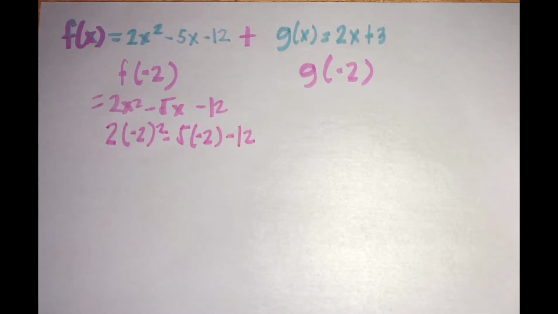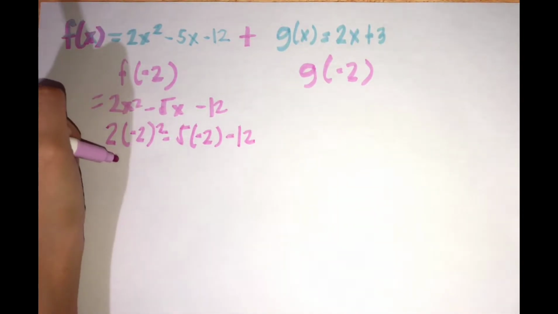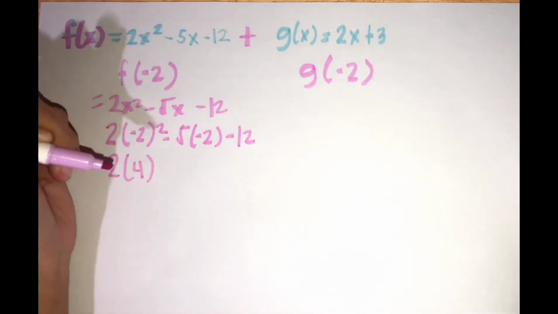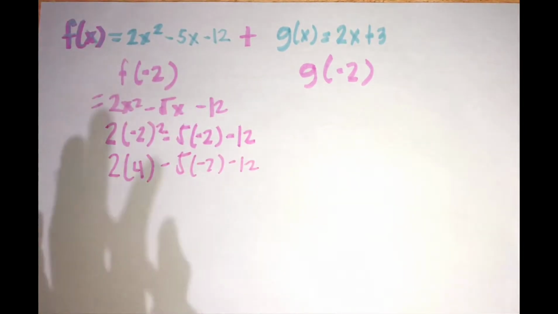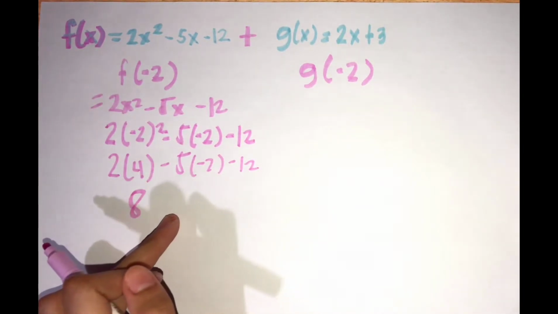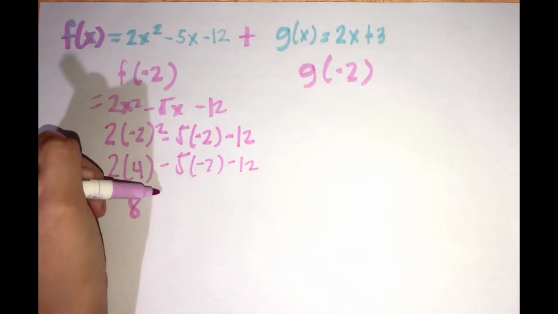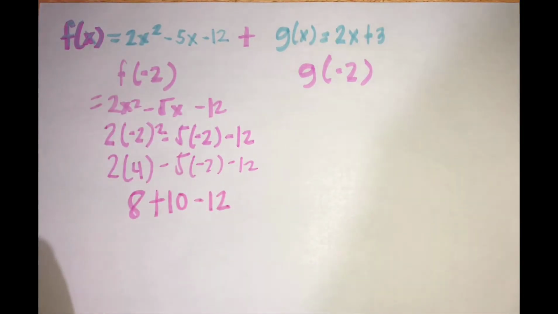Once we are done doing the first step, we can now simplify it. Negative 2 squared is 4, minus 5 negative 2 minus 12. 2 times 4 is 8. Negative 5 times negative 2 is positive 10 minus 12. 8 plus 10 minus 12 is equal to 6. So our answer for f of negative 2 is 6.